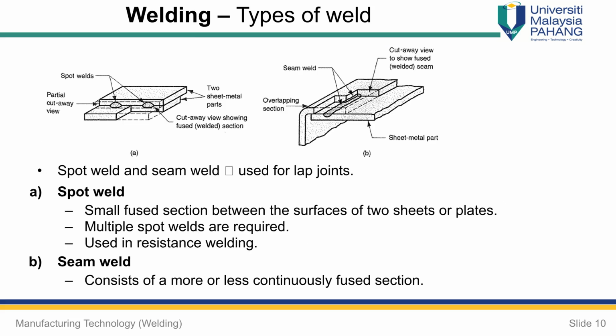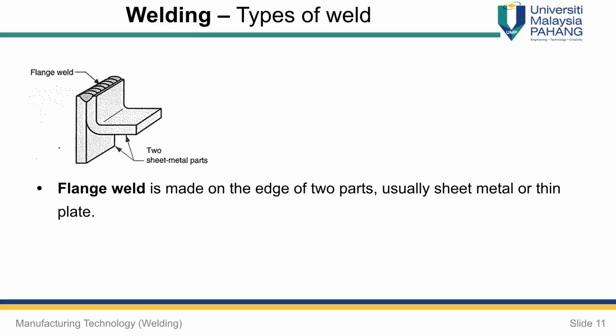Spot and seam welds are used for lap joints. Spot welds create small, fused sections and multiple are required. Seam welds create a more or less continuously fused section, often used in resistance welding. Flange welds are made on the edge of two parts, typically sheet metal or thin plate.